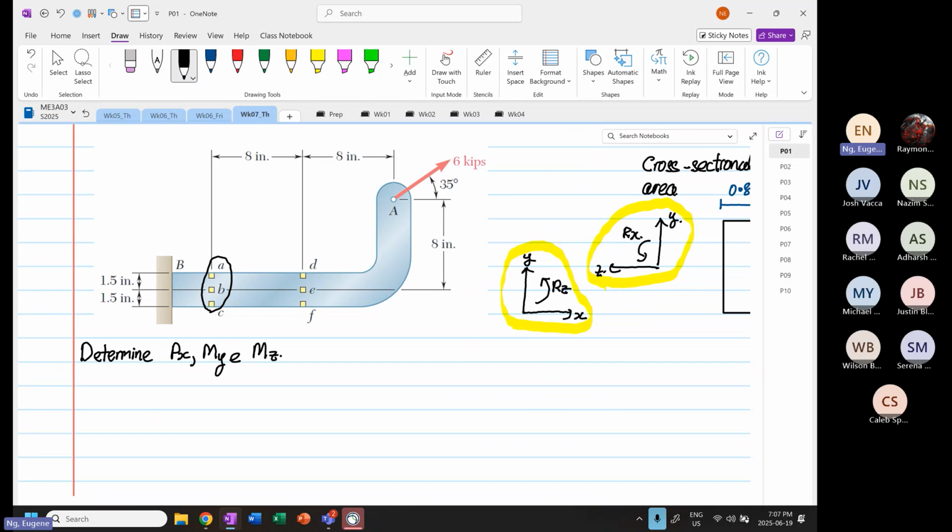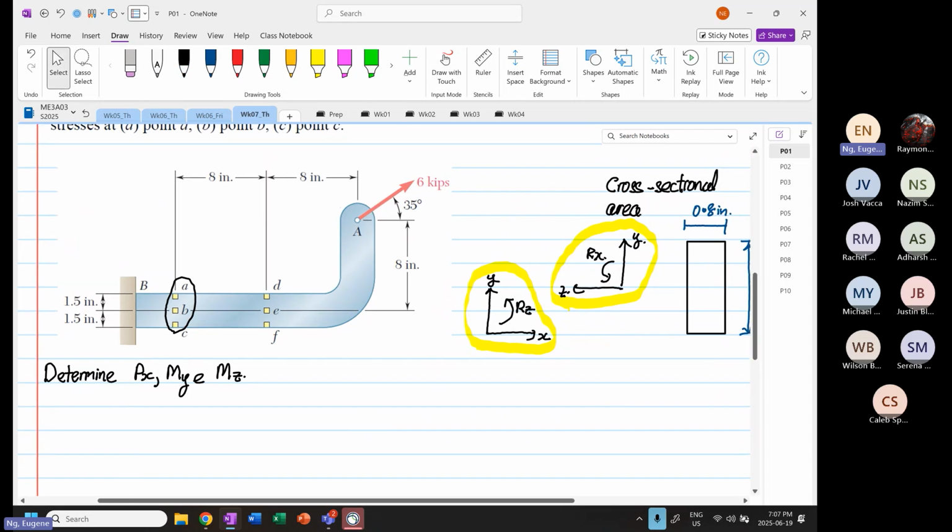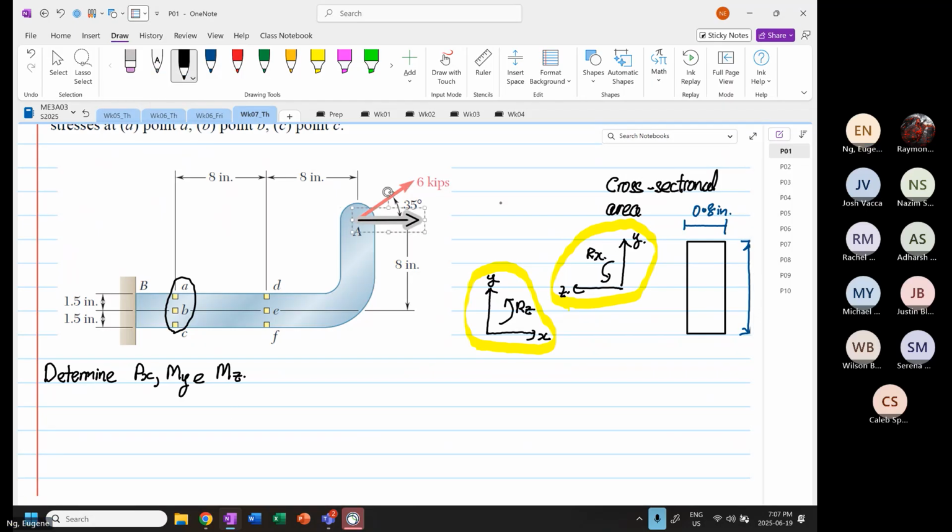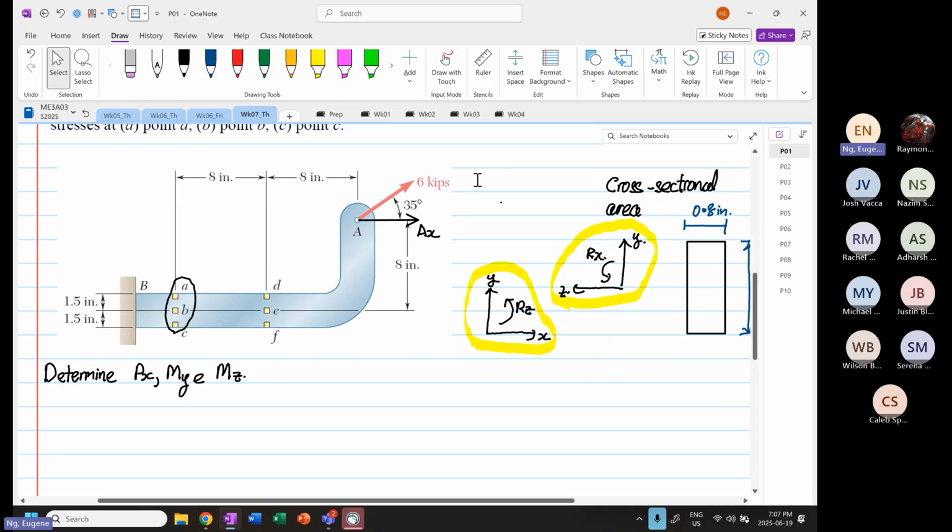The first thing we are going to do, we know that over here we can resolve into two different forces. The first force over here is our AX, and then we also have another force over here, and this is our AY.